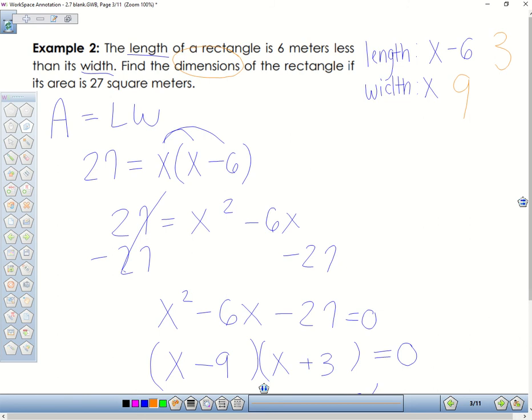So that's how you do it. I'll have you star this question because this is a similar one that comes up on the quiz or the test, or both.